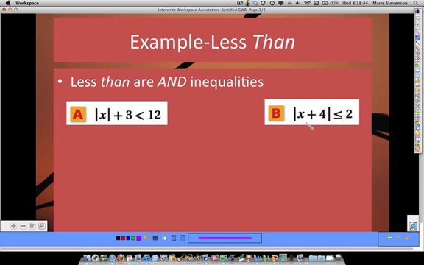Now if you notice here, I don't have to move anything. Like I did over here, I had to move the 3, right? So since I don't have to move anything, I can go right into the beginning of just splitting it up. So we have the positive. Notice nothing changed. All I did was drop the absolute value.